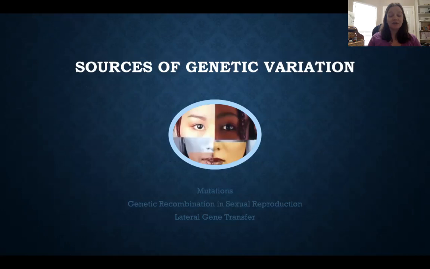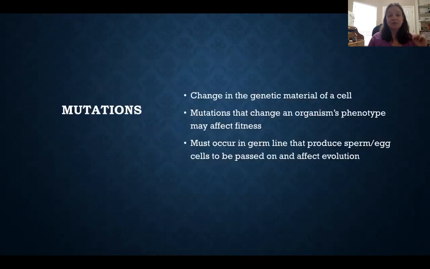There are three main sources of genetic variation that come into play. Remember, when we talked about natural selection, we said there has to be genetic variation in order for natural selection to occur. So we're going to look at each of these three: mutations, recombination, and lateral gene transfer. Mutations, we've talked about before: a change to the genetic material. A mutation can only affect fitness if it changes the organism's phenotype, and in order to affect evolution, it has to occur in the germline. If the mutation is in one of your body cells, it doesn't matter.